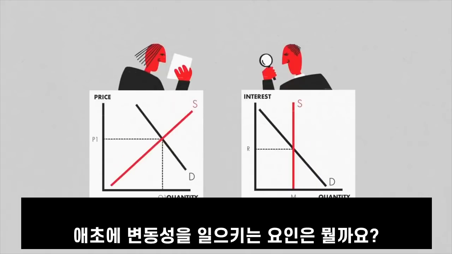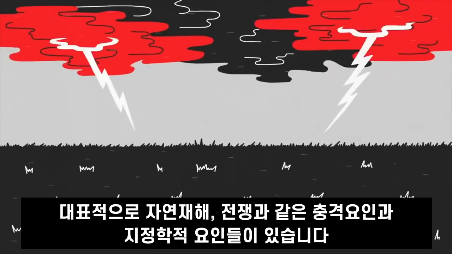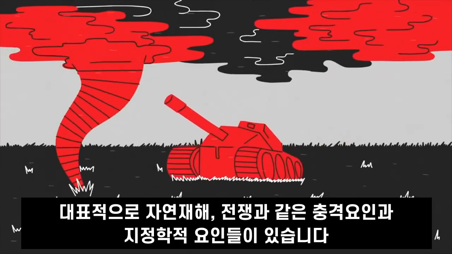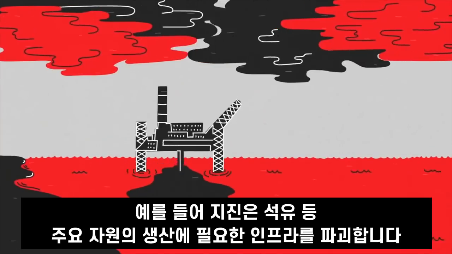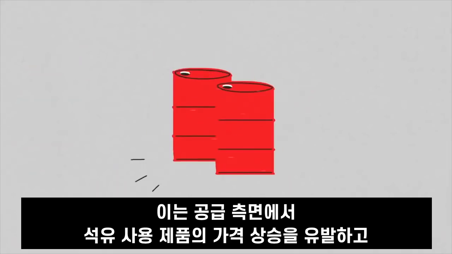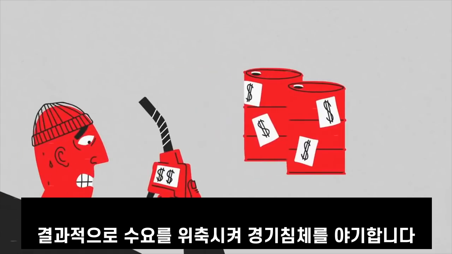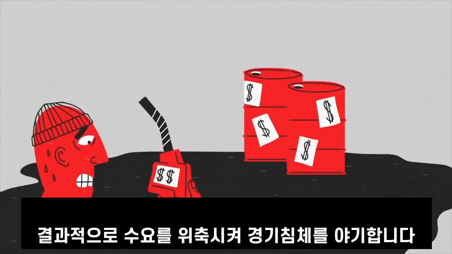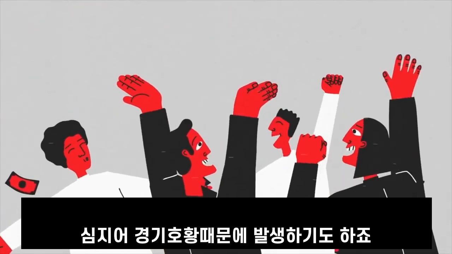But what causes these fluctuations in the first place? The most obvious causes are shocks like natural disaster, war, and geopolitical factors. An earthquake, for example, can destroy the infrastructure needed to produce important commodities, such as oil. That forces the supply side of the economy to charge more for products that use oil, discouraging demand and potentially prompting a recession. But some recessions occur in times of economic prosperity, possibly even because of economic prosperity.